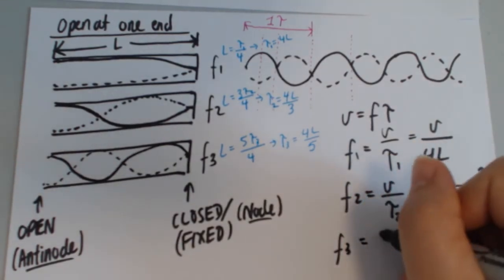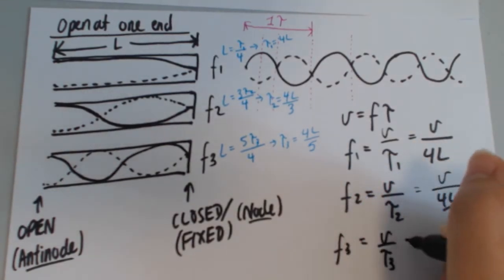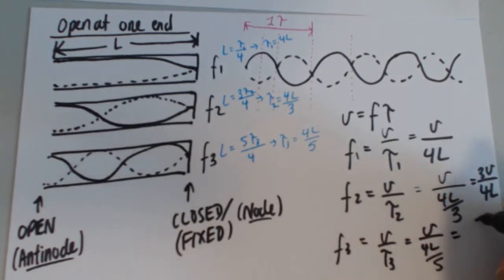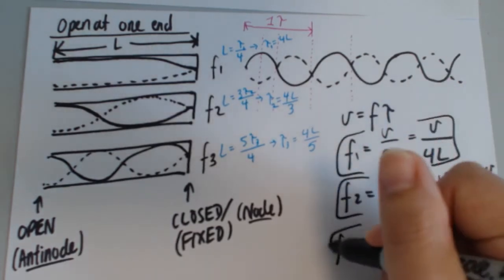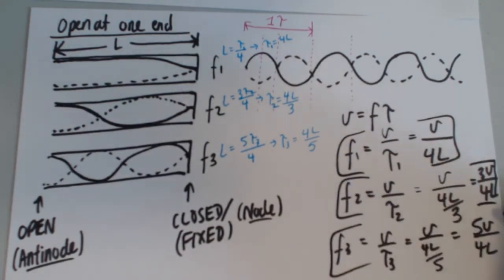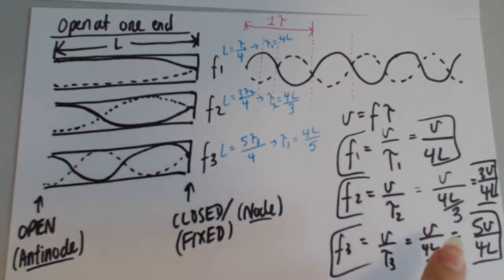So F3 is equal to V over lambda 3. So V over 4L over 5. So 5V over 4L. So there isn't, unfortunately, a clear formula for the frequencies here, but at least you know one for the 2 fixed ends. Okay, so this is what I was trying to get at. This is how you get the formulas based on the picture.